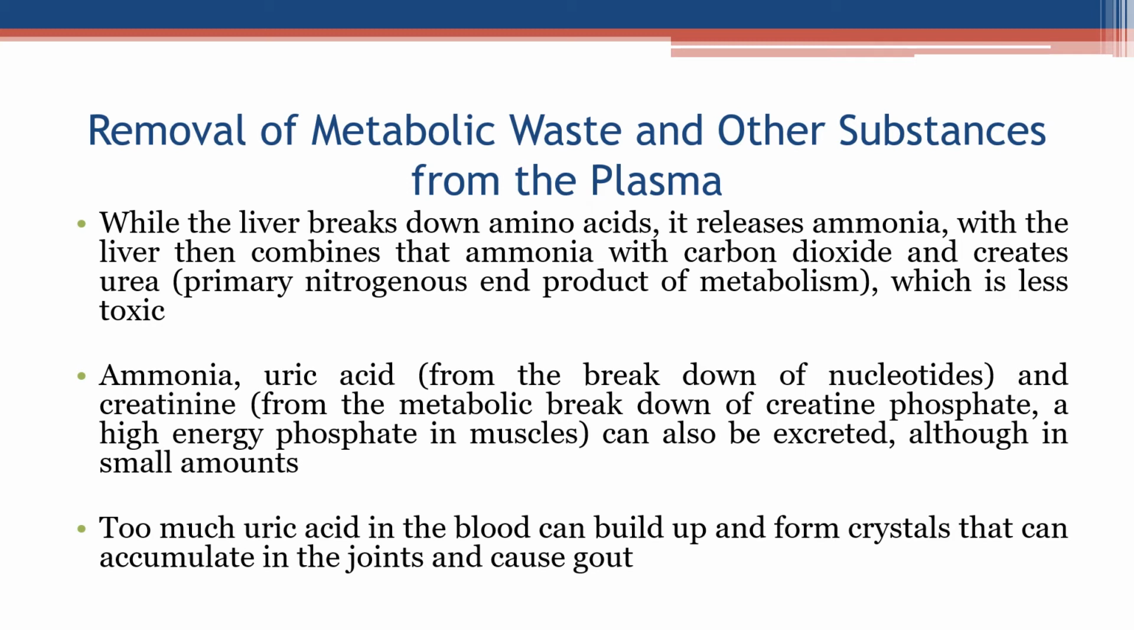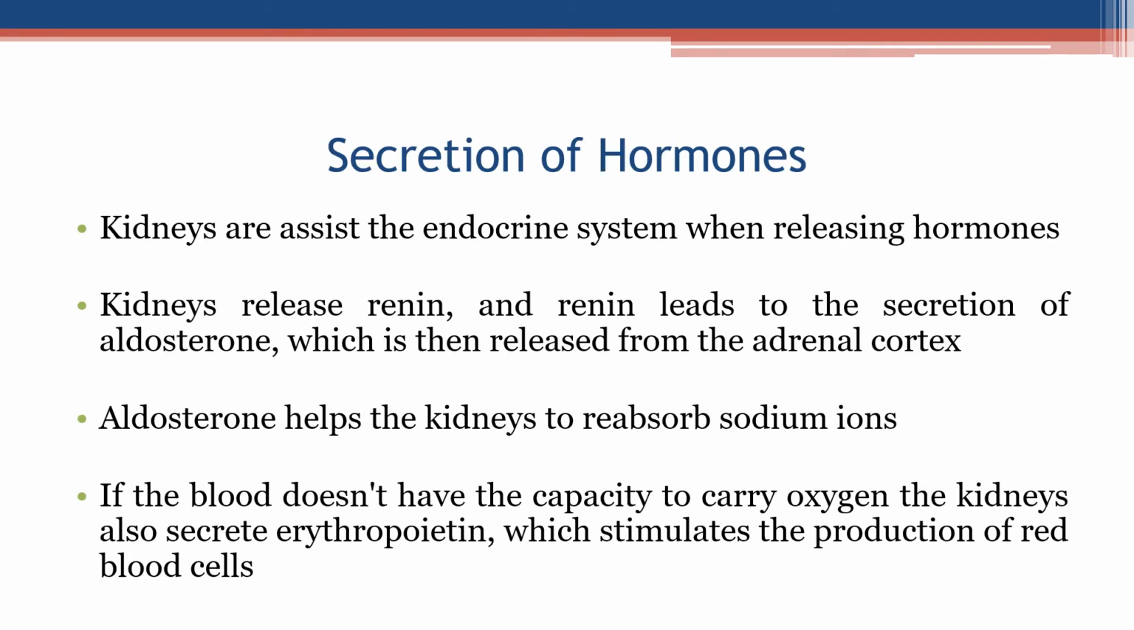Ammonia, uric acid, from the breakdown of nucleotides, and creatinine, from the metabolic breakdown of creatine phosphate, a high-energy phosphate in muscles, can also be excreted, although in small amounts. Too much uric acid in the blood can build up and form crystals that can accumulate in the joints and cause gout.